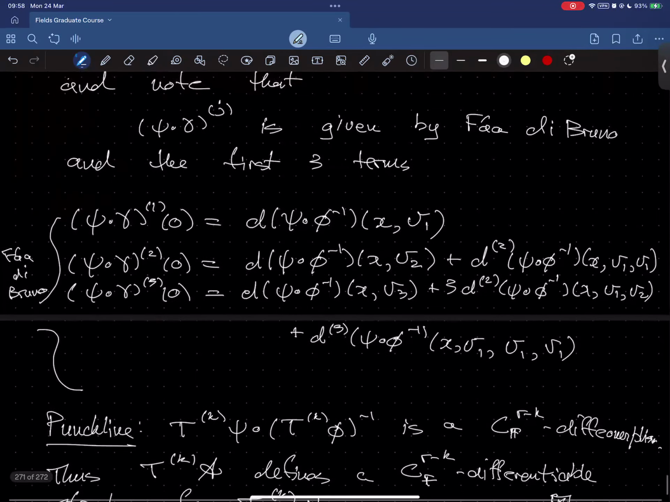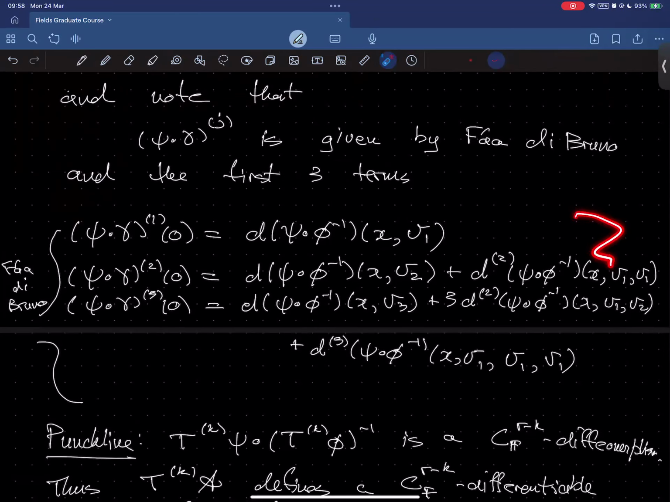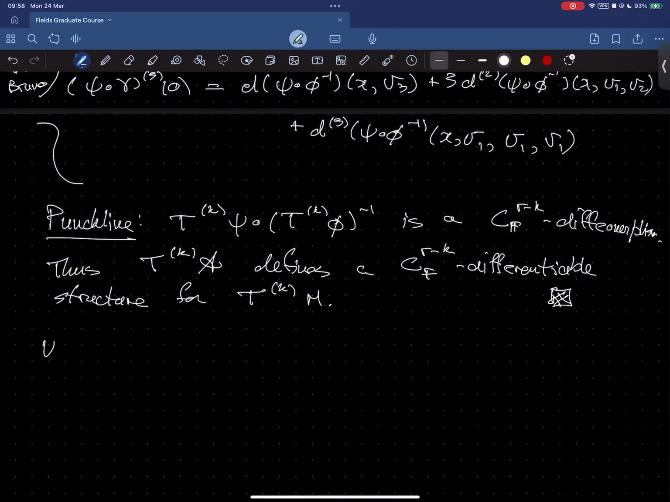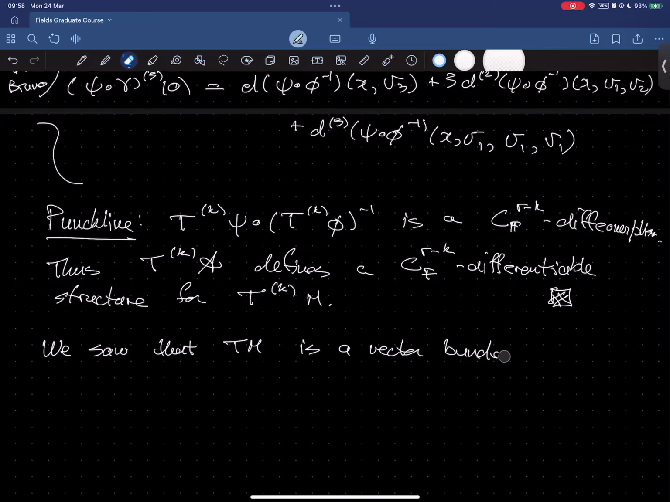So the overlap conditions are now these kind of complicated overlap conditions, the first three of which I've written out here. We saw that TM, the tangent bundle, is a vector bundle. And how did we see that? We saw that in a very specific way, and that TA is a vector bundle atlas.